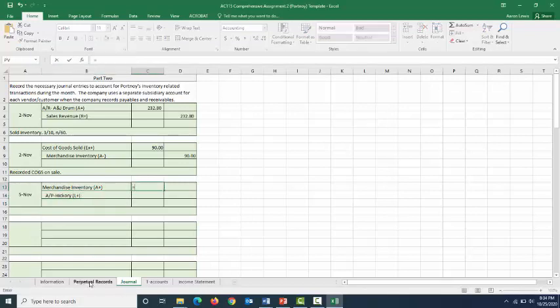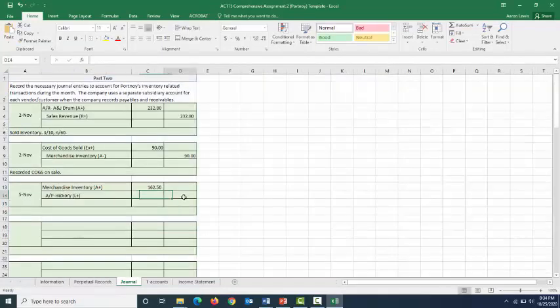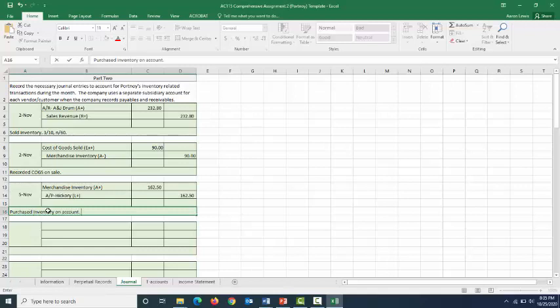And the amount of inventory, and subsequently the amount of payable we're going to have to put on the books, is equal to whatever we just put in our perpetual inventory record. And here we purchased inventory on account, and we did so with no terms.